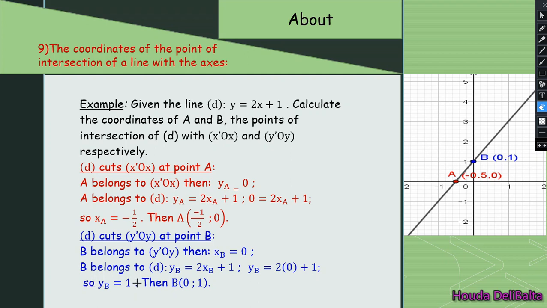But b belongs also to d. Then I have to substitute in the equation of d. I put yb equals 2xb plus 1. What do I have? I have xb. So I still need to find yb. Then yb is the missing. And I evaluate x of b, which is 0, then I will get yb equals 1, and thus b is of coordinates 0, 1, and as you know, b is called the y-intercept.